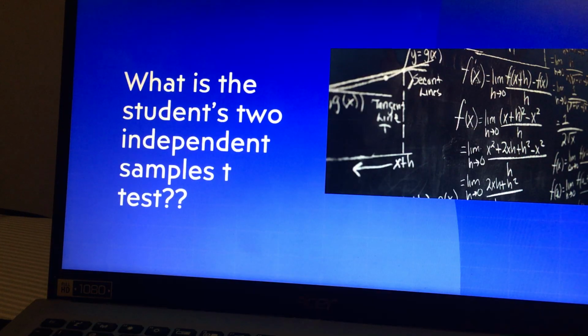The degrees of freedom, however, will be slightly different. As usual, we can think of the degrees of freedom to be equal to the number of data points minus the number of constraints. So in this case, we have n observations, we have n1 in sample 1 and n2 in sample 2, and we have two constraints, which are our sample means. So the total degrees of freedom for this test is actually n minus 2.